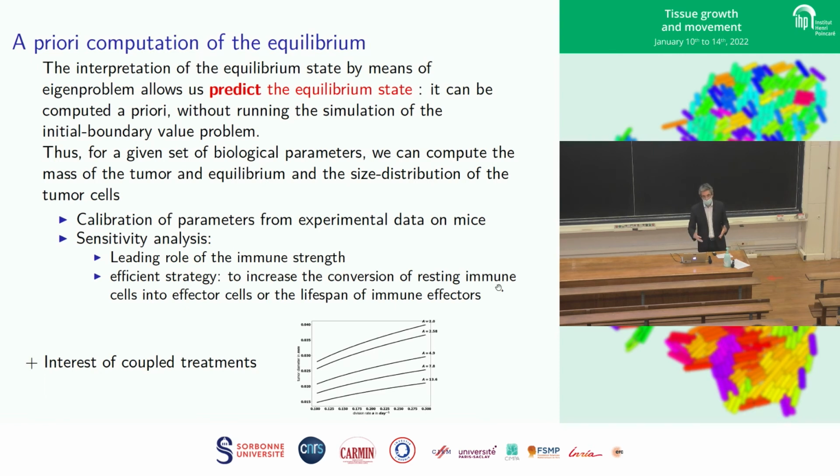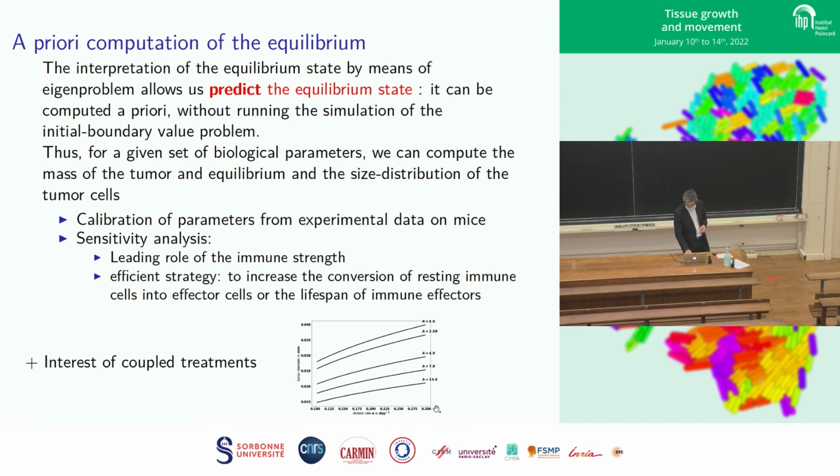So it turns out that the leading role is a strength of the immune system. What is also interesting in the conclusion that we obtain is that it is very performing to couple two ways to act on the equilibrium. So this is illustrated by this picture.